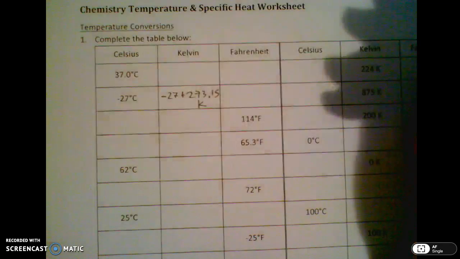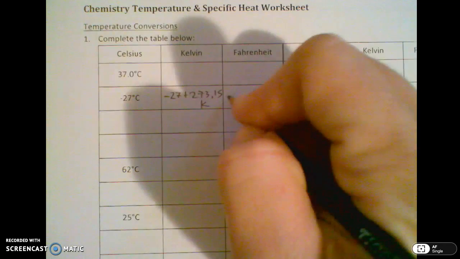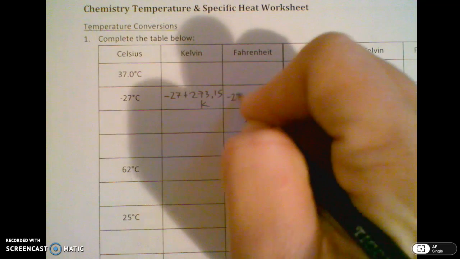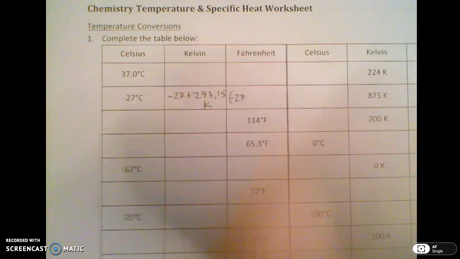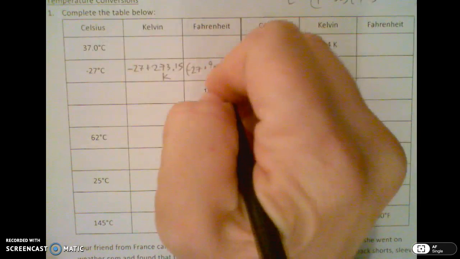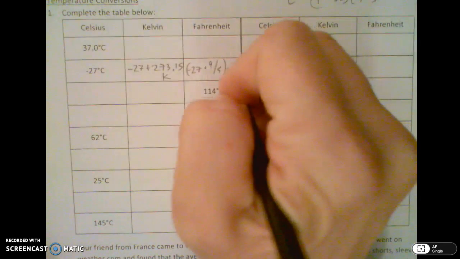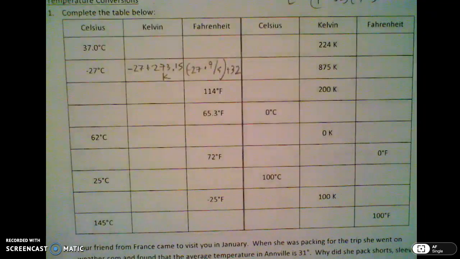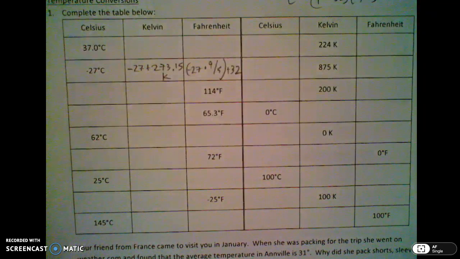For Fahrenheit, it's going to be negative 27 times 9 over 5 plus 32, which will give you your Fahrenheit when it is in Celsius.